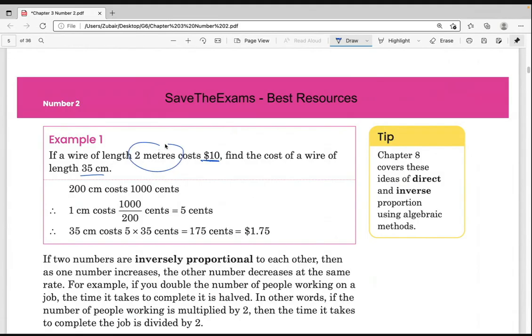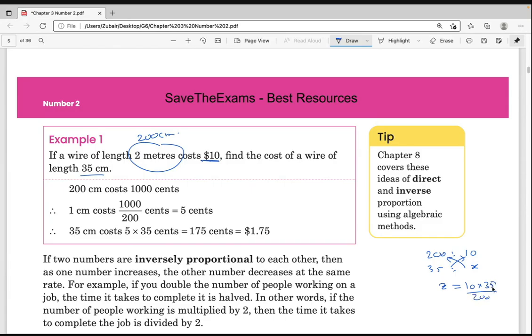So we already know that 2 meters is 200 centimeters. So 200 centimeters costs 10. The 35 centimeters will cost X. So cross multiply: X is equal to 10 times 35 divided by 200.